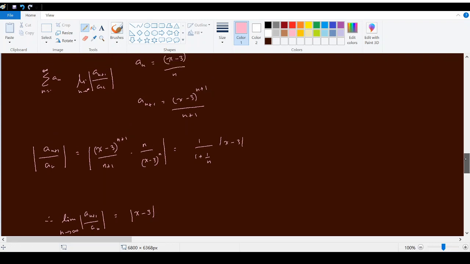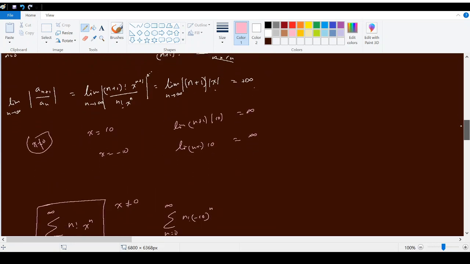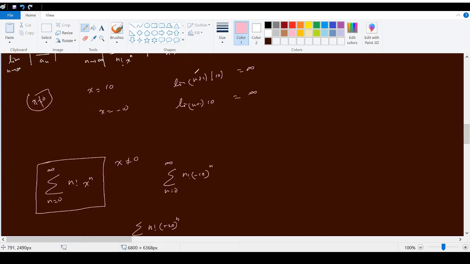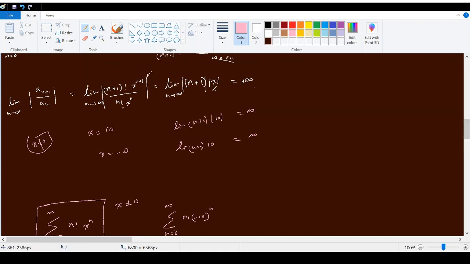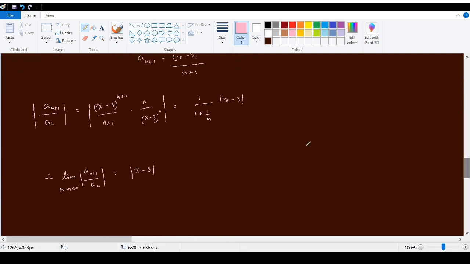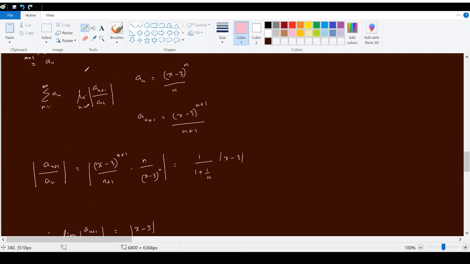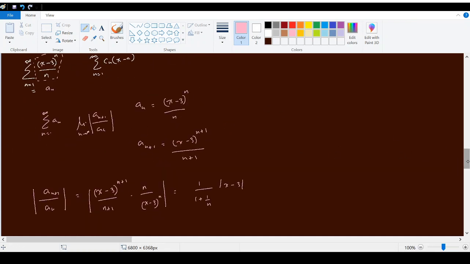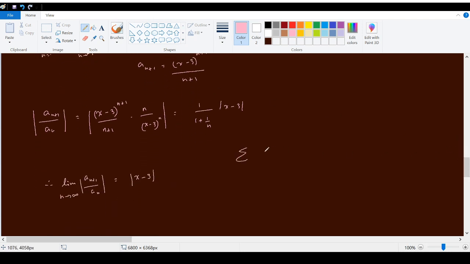So now remember, in the previous example, we were able to conclude that no matter what x we have, the limit will be infinity. But here, see, in this case, for this particular series, x minus 3 divided by n, right? For this particular series, the limit that you obtained through the terms of ratio test was this one.